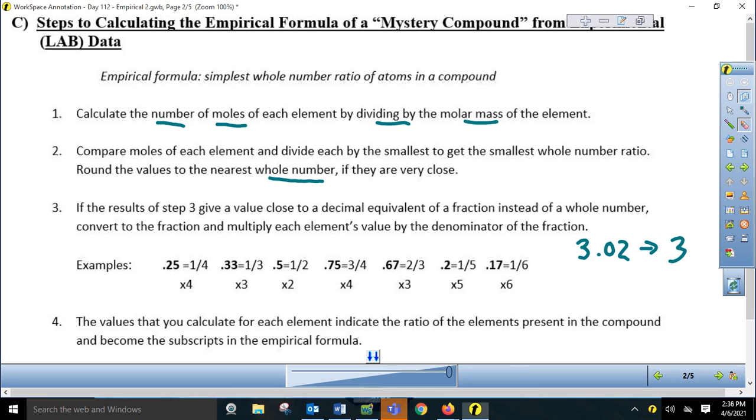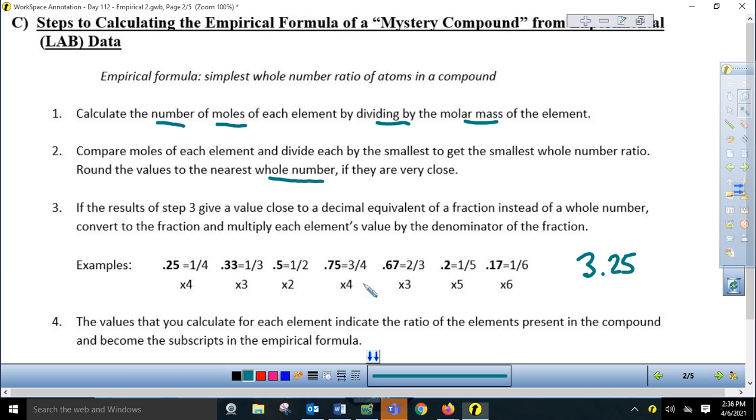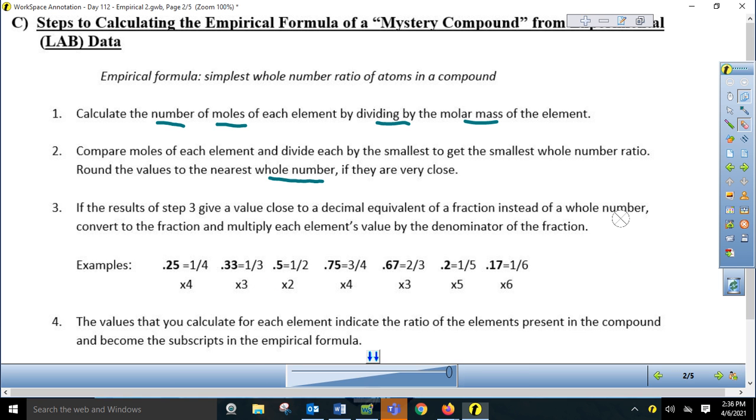But sometimes we're going to get numbers that are not close enough that we can round to the nearest whole number. So here's some common fractions we're going to look out for. So for instance, if you got like 3.25, that would be 3 1/4. What you'd want to do is multiply all your numbers by 4 to convert that into a simplest whole number ratio, because we can't end up with 3 1/4 atoms in our chemical formula, and we can't just round this to 3. So we'd multiply everything by 4. If you had like 3 1/3, you could multiply everything by 3. That would give you 10. That's a whole number. If you had like 3.5, you could multiply by 2. That would give you 7, a whole number. So these are the common fractions: a half, a third, a quarter, a fifth, a sixth.